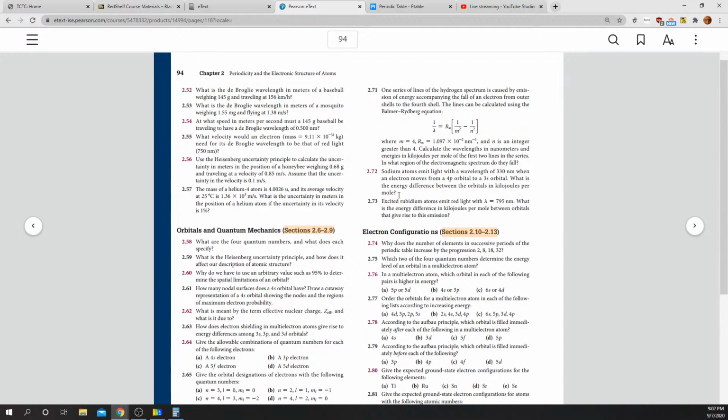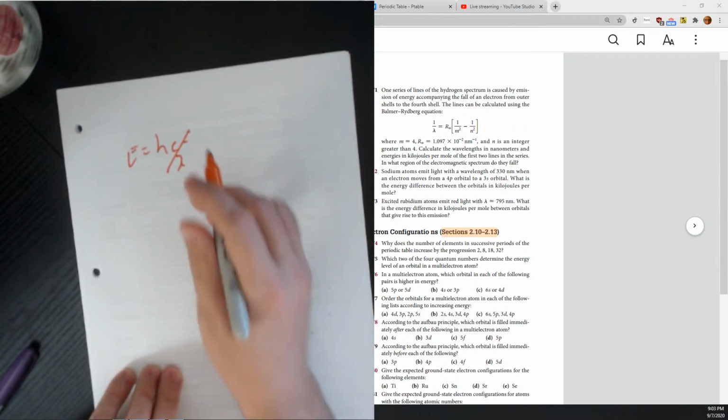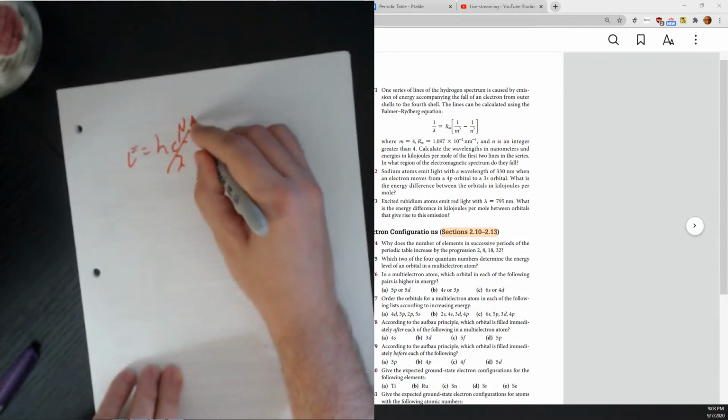Sodium atoms emit light with a wavelength of 330 nanometers when an electron moves from 4p to 3s. What is the energy difference between the orbitals in kilojoules per mole? All right, they're making this look more difficult and complicated than it actually is. They're just asking you to find the energy related to that wavelength, which means that you're still just doing E equals hc over lambda. Come on, focus, buddy. You can do it. There you go. That's right. Yeah. Except it was in kilojoules per mole, wasn't it? Yes, it was. So we tack Avogadro's number on there.